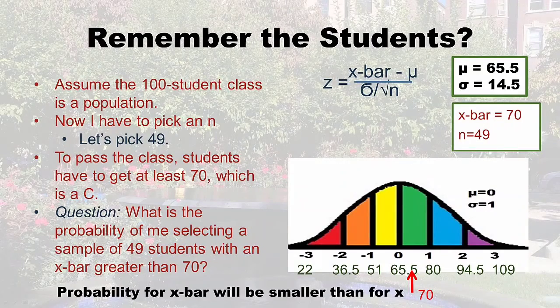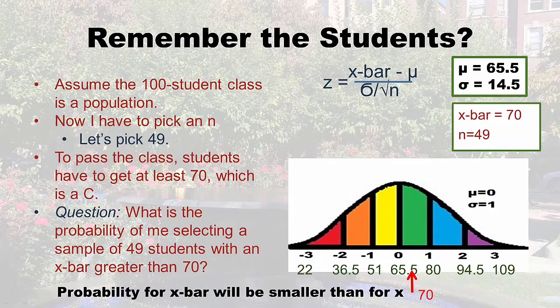So I'm going to do some exercises here. Let's say we have to pick an n bigger than 30. So we're going to pick an n of 49, right? Now I'm coming up with a little scenario here. To pass the class, students have to get at least 70, which is a C. So let's pretend this is the question. What is the probability of me selecting a sample of 49 students with an x bar greater than 70? Notice how we ask the question a little bit differently. What's the probability of me getting a set of 49 students such that their x bar is greater than 70?